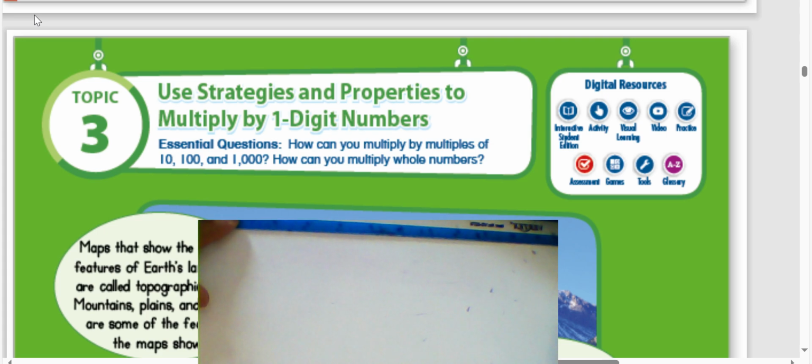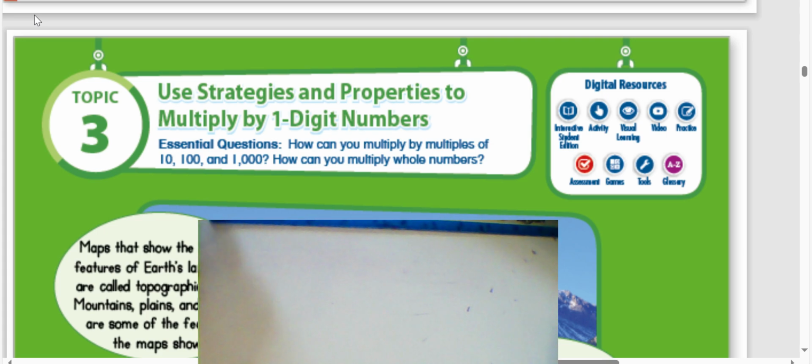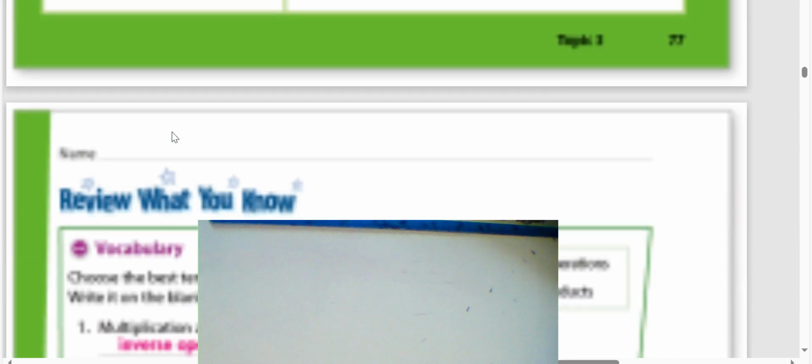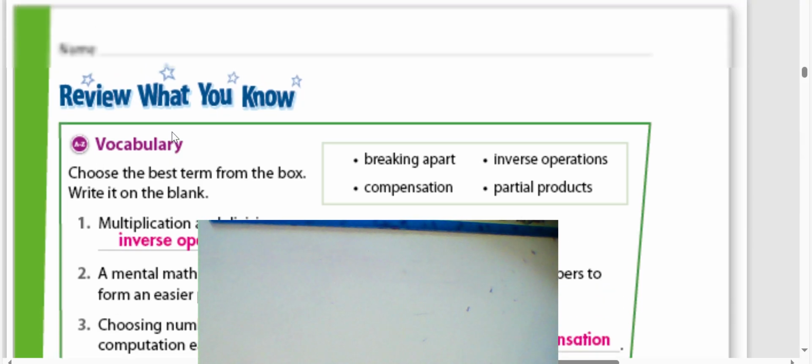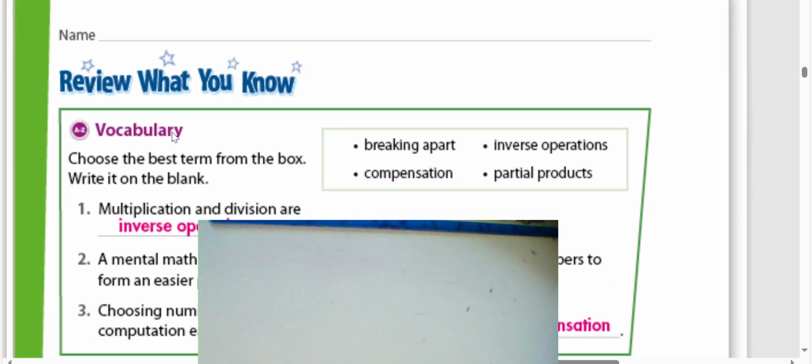Good, for today we'll explain from volume number 1, topic number 3: use strategies and properties to multiply by one-digit numbers. Look with me at lesson number 1. First we will review what you know, okay?